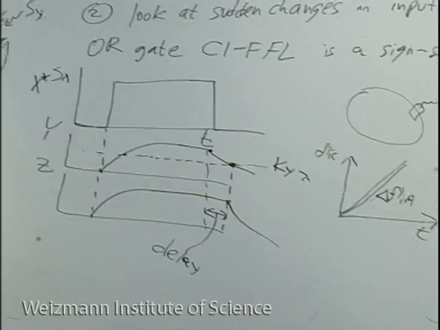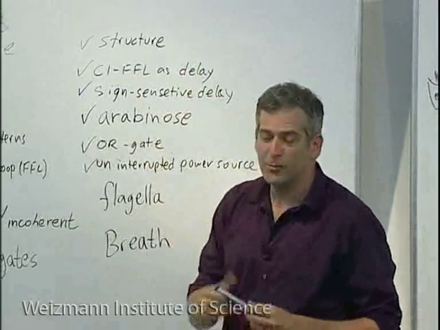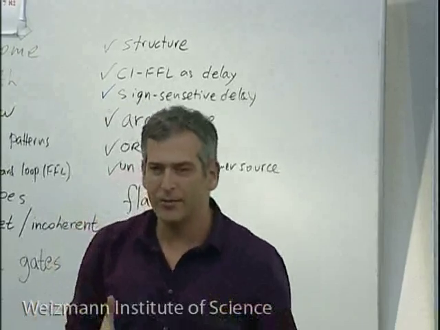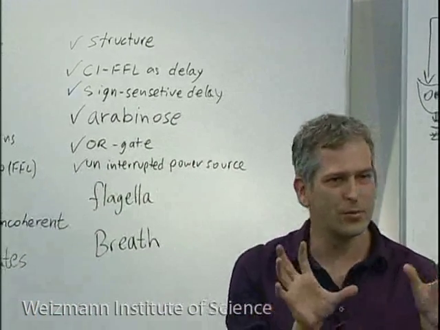So we see that whereas the AND gate and the OR gate coherent type 1 feed-forward loops are both delay elements, they have delay only in one direction, on steps or off steps, and that's determined by the logic gate.